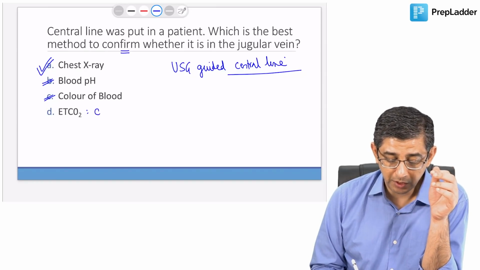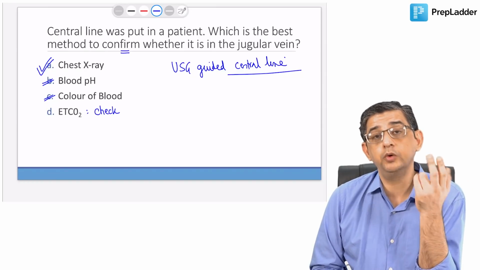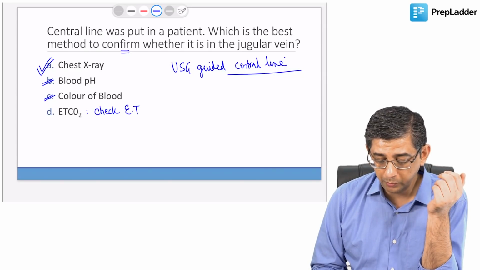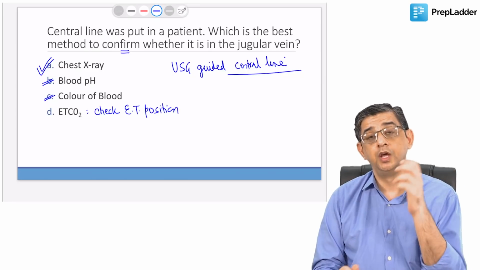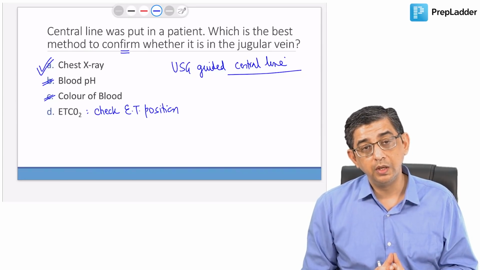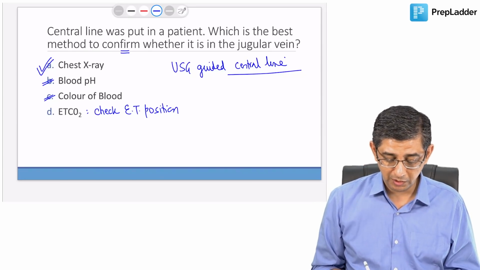EtCO2, that is mainly to check the position of the endotracheal tube. When you intubate somebody in advanced cardiac life support, to check endotracheal tube position. This has been asked in anesthesia in your exam, if you want to check the endotracheal tube position, then you can check for EtCO2. But the correct answer to this question is option number A.